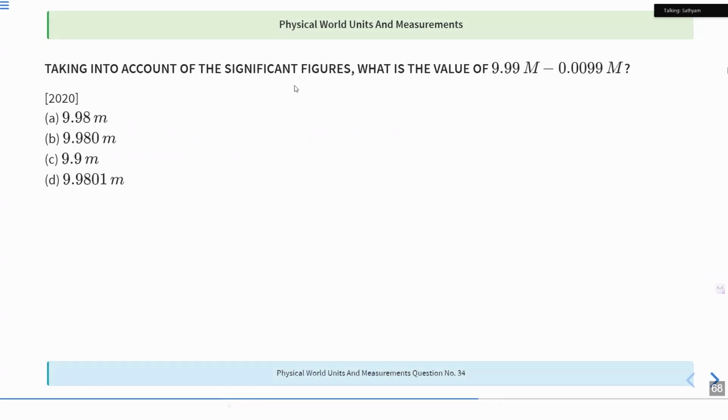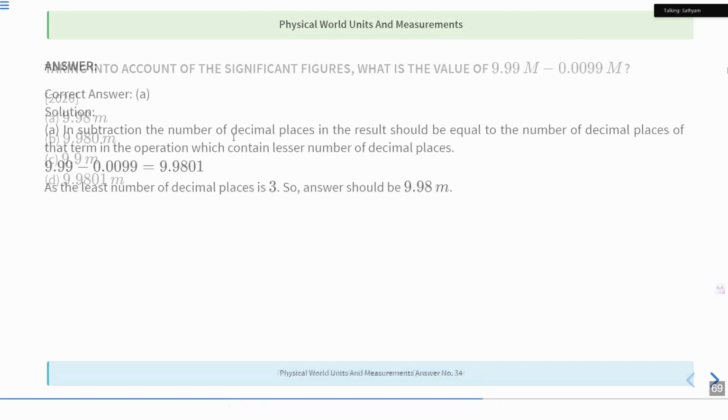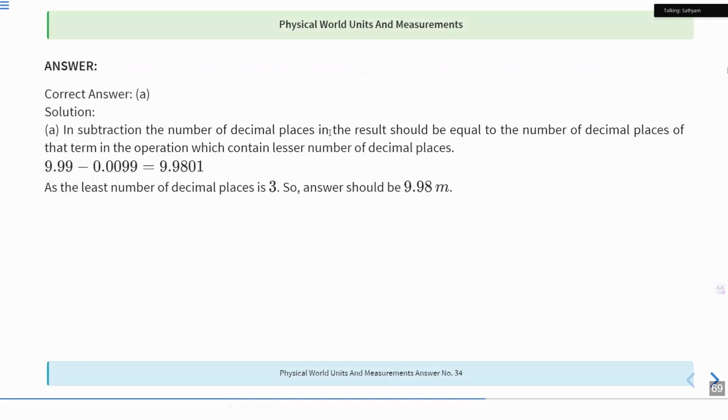Taking into account significant figures, what is the value of 9.99 minus this thing? So go through this. In subtraction, the number of decimal places in the result should be equal to the number of decimal places of the highest one. So you just add 0 and you just subtract. So at least 3 decimal places. So the answer should be 9.98. Fine. Okay.